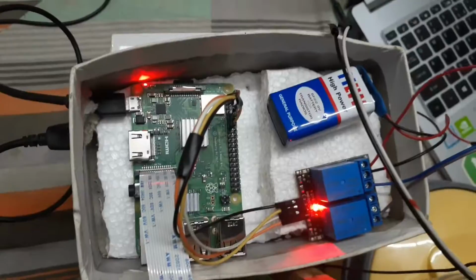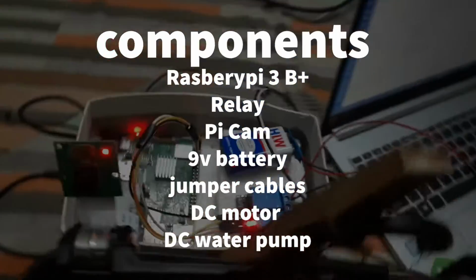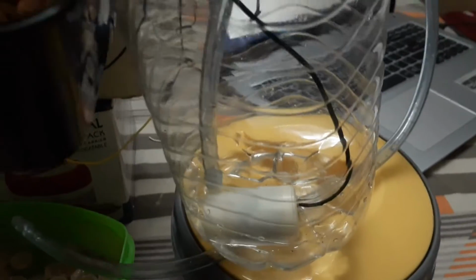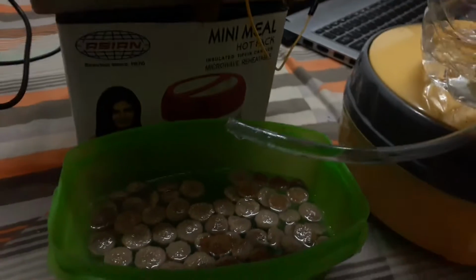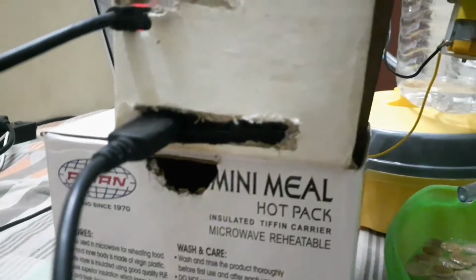In this project, we are using Raspberry Pi 3B Plus, relays, Pi camera for monitoring, DC motor for dispensing of the food, and DC pump for liquids such as milk and water. And here it falls. And we are using a power bank as a power supply.